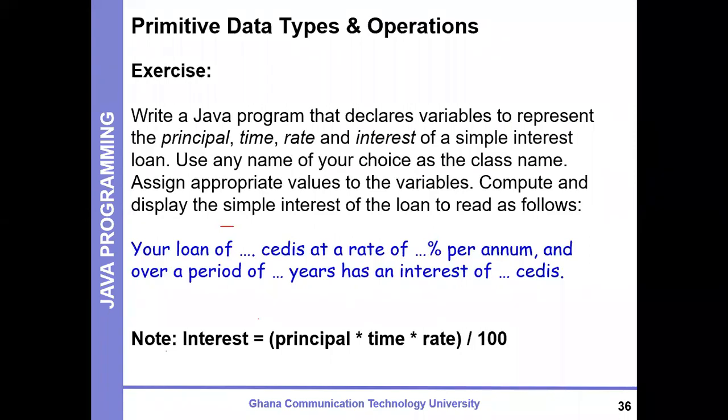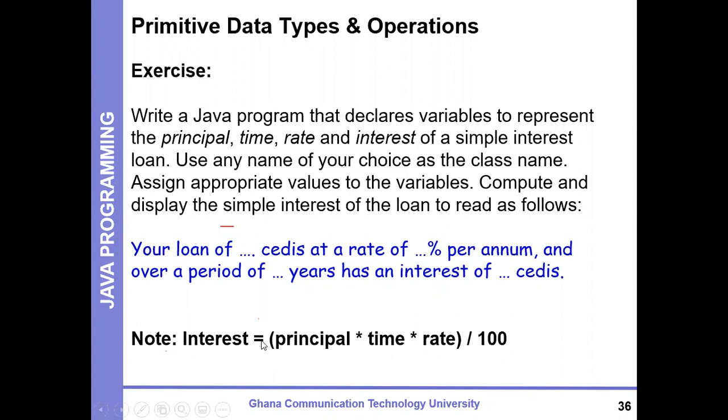So it says write a Java program that declares variables to represent principal, time, rate, and interest. So these are variables that you are going to declare. And then assign values to them, and then do a calculation and display something. And so the calculation is what we call a simple interest loan.